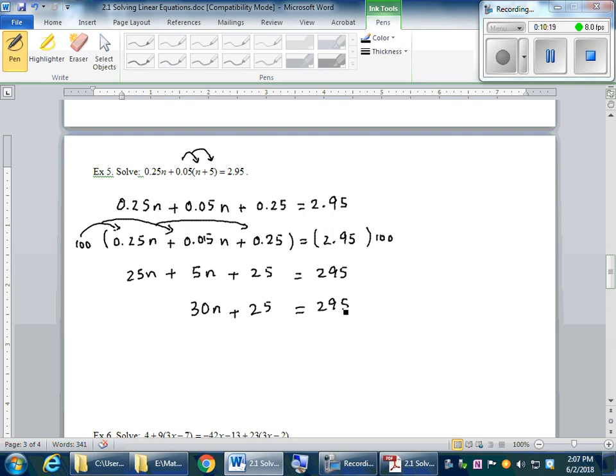Now, isolating the variable n, so we subtract both sides by 25, which will give me 270. Dividing both sides by 30, 270 divided by 30, which gives us n is equal to 9. So therefore my final answer is 9 in this case. Next example.